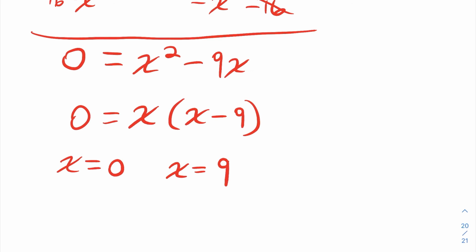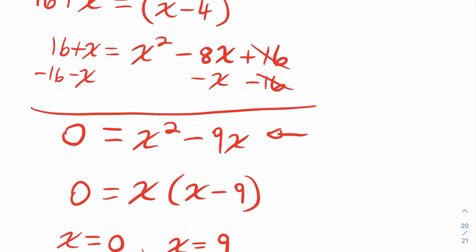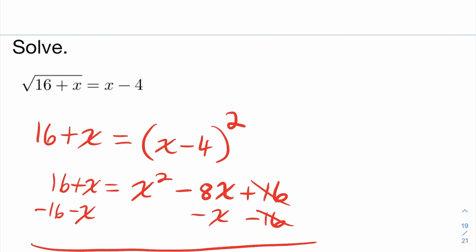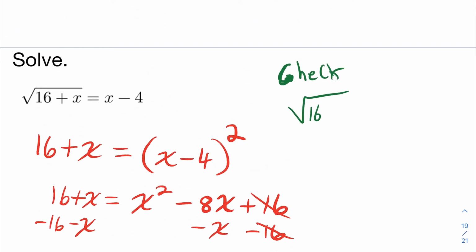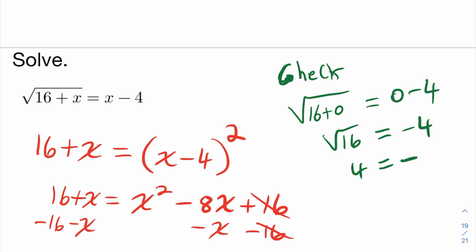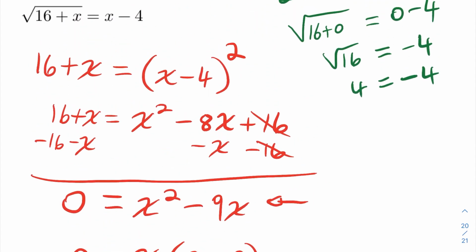But remember, we do have to check both of these, because just because they're solutions to this new equation that we got doesn't mean they're solutions to the original. So let's try and see if they both work. The first one we're going to check is 0. So let's see. The square root of 16 plus 0 is equal to 0 minus 4. That says that the square root of 16 is equal to negative 4, but the principal square root of 16 is positive 4, not negative 4. So it turns out that 0 does not work and needs to be thrown out as an answer.